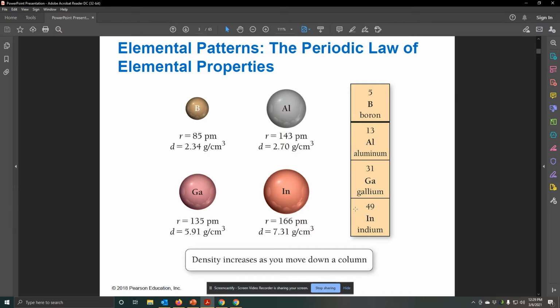Here's just showing that same sort of pattern. Here, this is group 3, boron, aluminum, and so forth. If I look here, R is radius, D is density. As I go down the group, boron has a smaller radius and a smaller density. So knowing those trends is super important. As we go down a column, density increases, and so does the atomic radii.